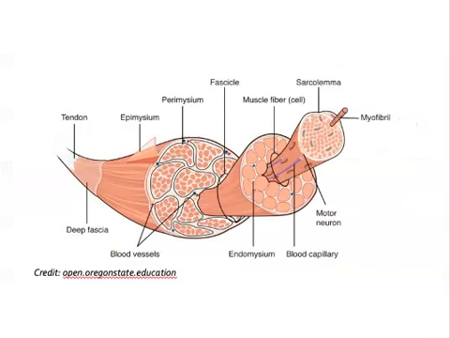This drawing helps us to visualize this hierarchy, these levels of organization within what we call a muscle. So if you look over on the left-hand side first, you can see what we think of as a muscle, and this muscle happens to have a tendon attached to it at one end. That's very common because, of course, tendons connect muscle to bone.